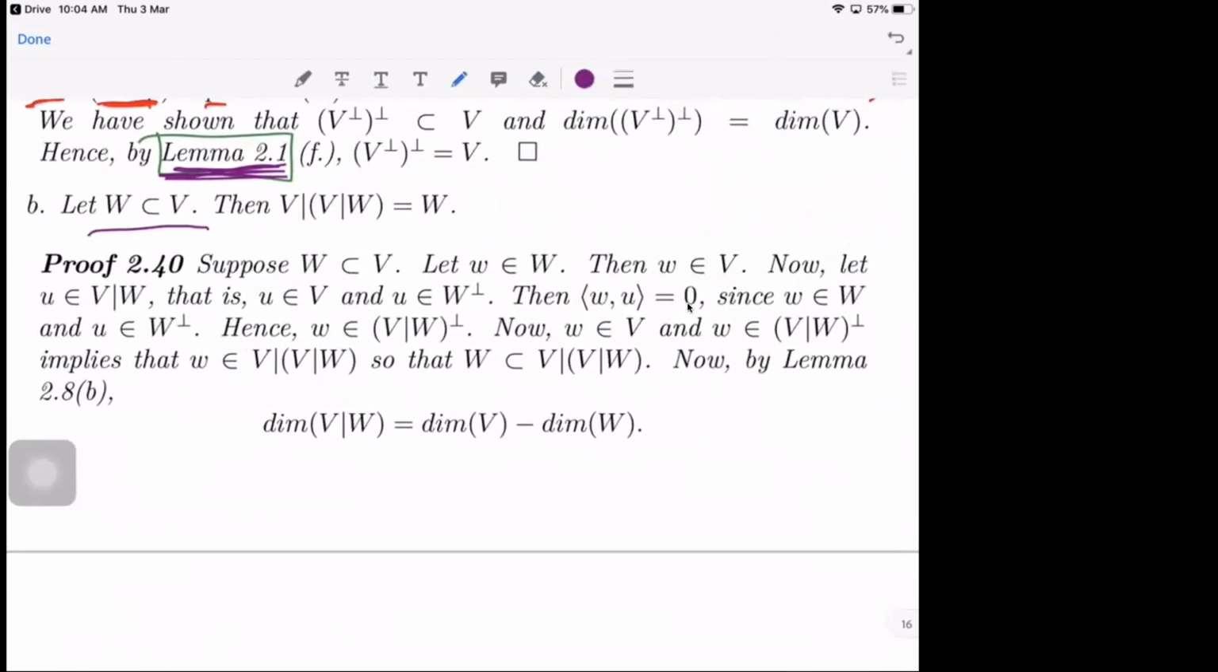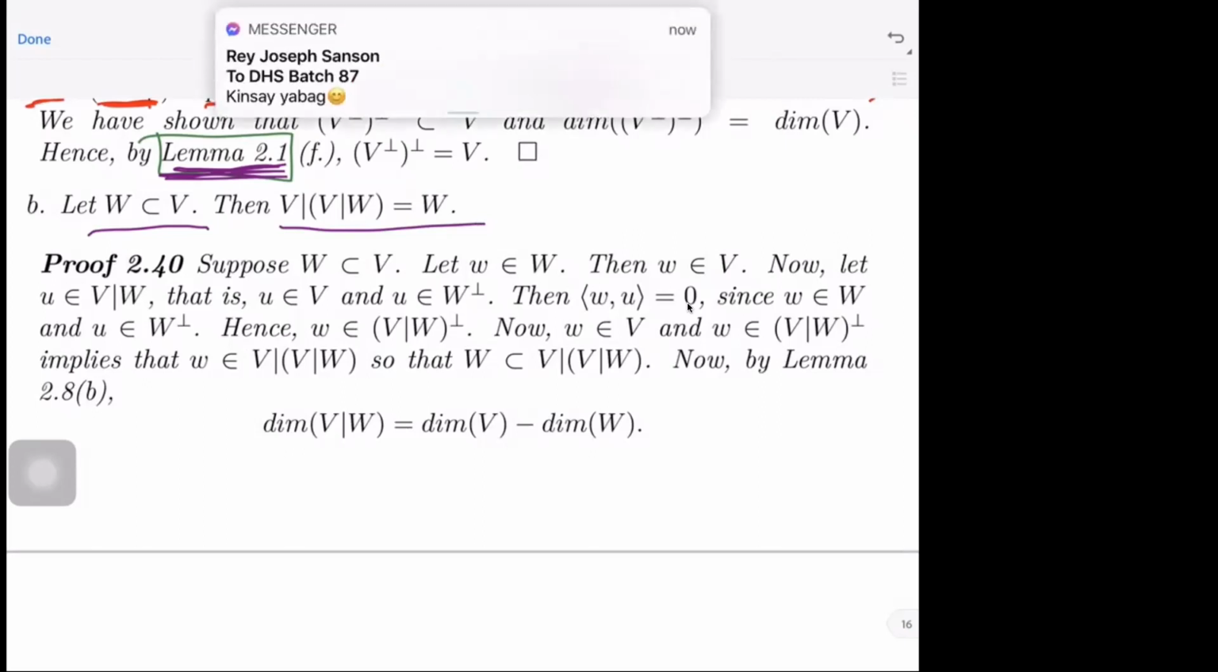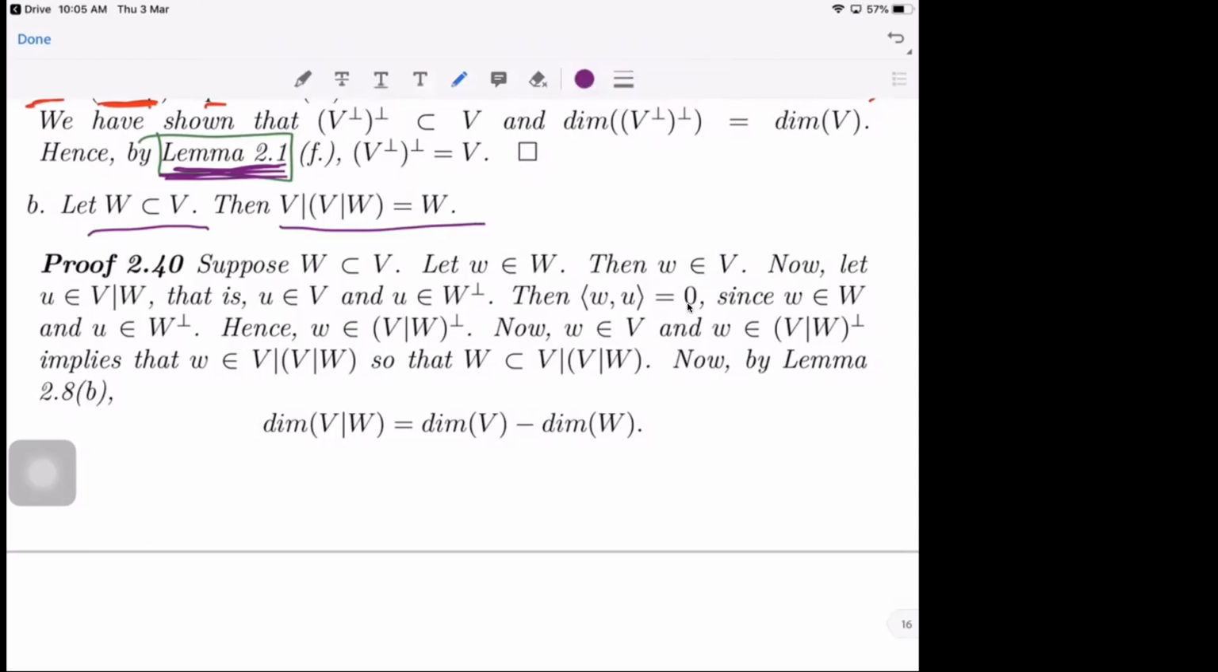Okay, next. The same thing here. W is a subset of V. We are to show that V mod W perp is just W. Okay, this is the assumption. By this assumption, if we let w be in W, then w is also in V mod W perp. This follows from the assumption.